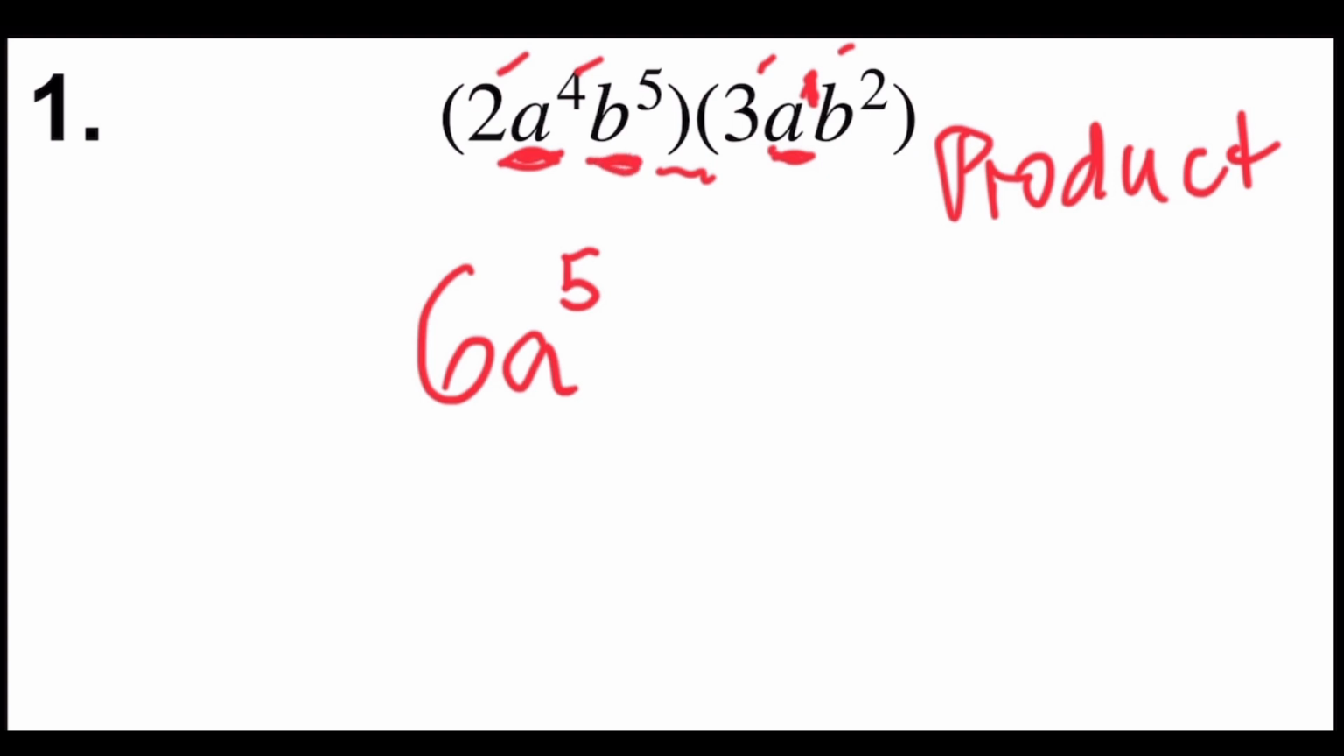Now let's look at the b base. B to the 5th times b squared. I'll keep the base b and add 5 plus 2 and get 7. So my answer would be 6a to the 5th, b to the 7th.